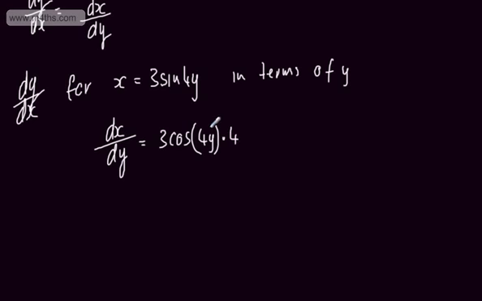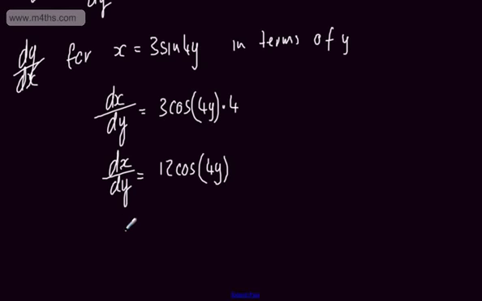The derivative now of 4y with respect to y is 4. So we can see that dx by dy will be equal now to 12 cos of 4y. So we want dy by dx. All we need to do is invert this. So we can write that dy by dx in terms of y will be 1 over 12 cos of 4y.